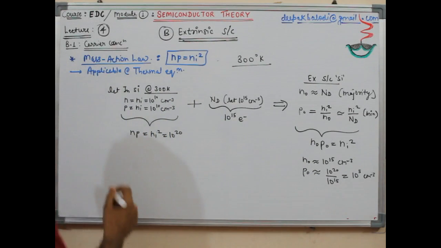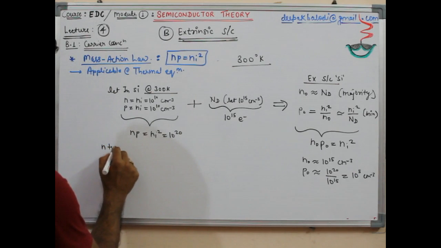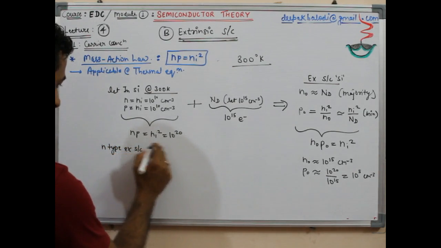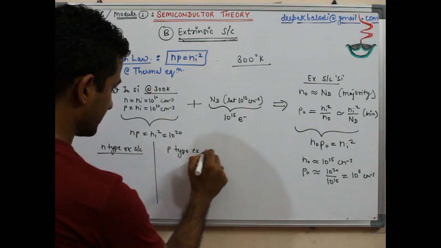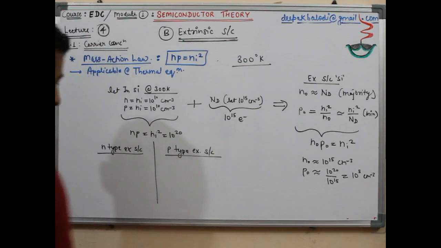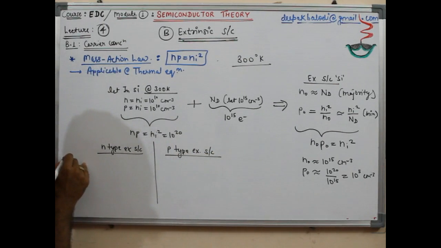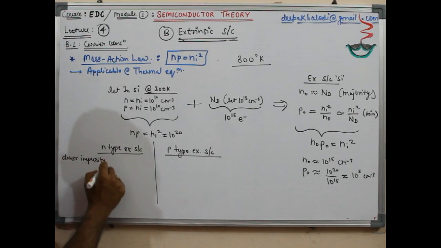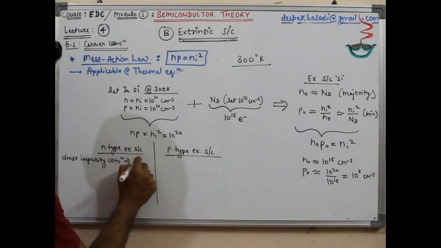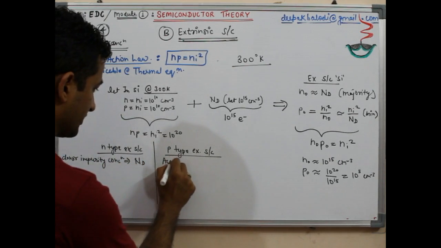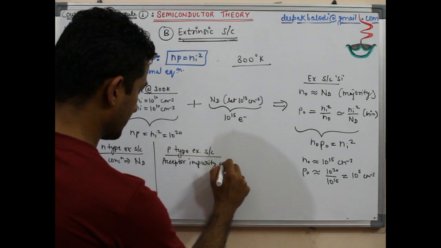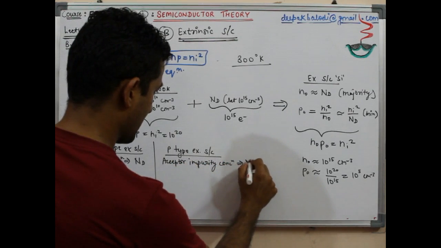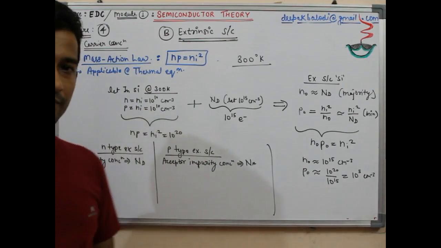So it is like this. N-type extrinsic semiconductor, and let's say p-type extrinsic semiconductor. So what is the final scenario now? Let's say the donor impurity concentration is Nd, and let's say the acceptor impurity concentration is Na, and both the values are per unit volume.